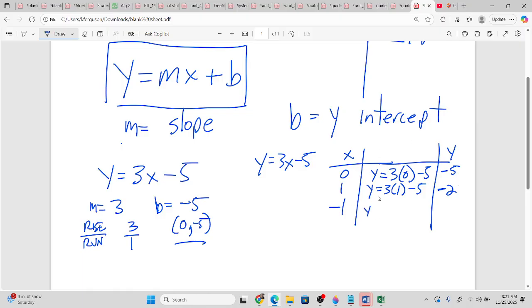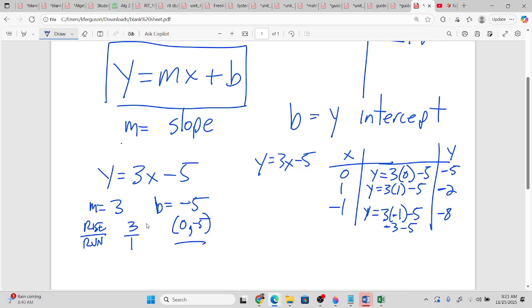And then last, for this one, I got y equals 3 times a negative 1 minus 5. Well, 3 times negative 1 is negative 3. And so now I got negative 3 minus 5. And what's negative 3 minus 5? Negative 3 minus 5. It's negative 8. So that's how I would do my T-chart to get my points. 0, negative 5, 1, negative 2, negative 1, negative 8.